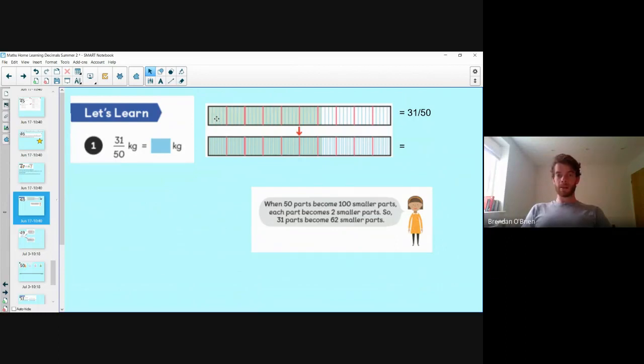Okay? So we've got 5, 10, 15, 20, 25, 30, 35, 40, 45, 50. That's our 50. And I can see that what we have shaded in is 31. So we've got 31/50ths. Now we know that 50 is half of 100. So actually this is going to be really, really simple to convert to a hundredth.